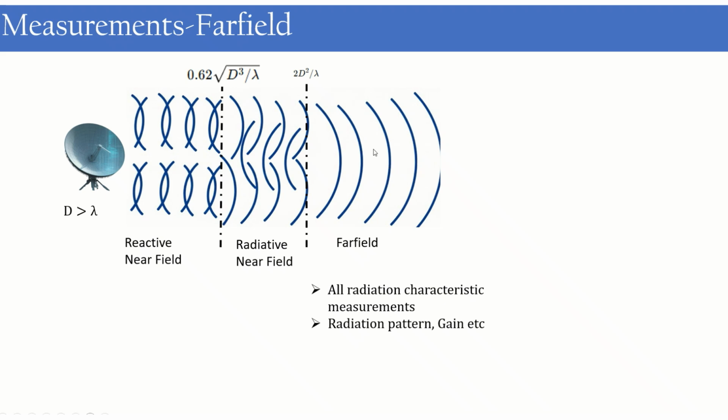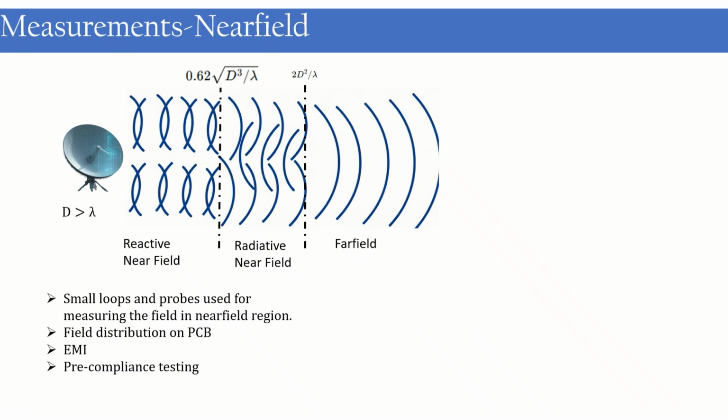If you have an antenna and you have to take any pattern or gain measurements, we have to calculate the far field distance, and based on that we have to put a receiving antenna in this region and measure the pattern and gain.